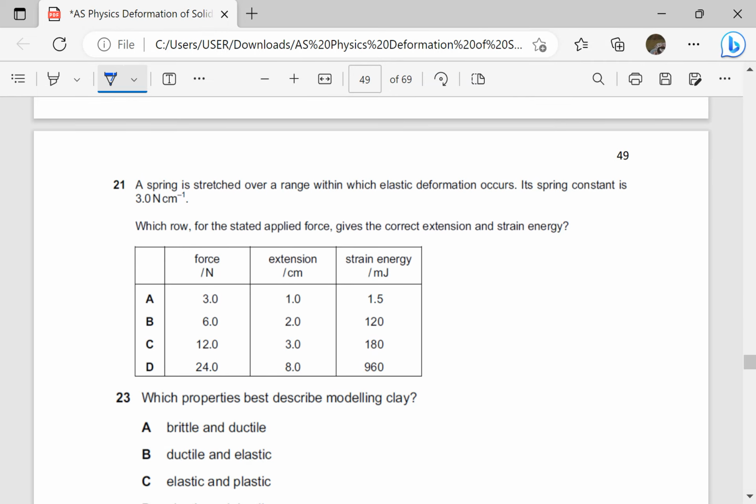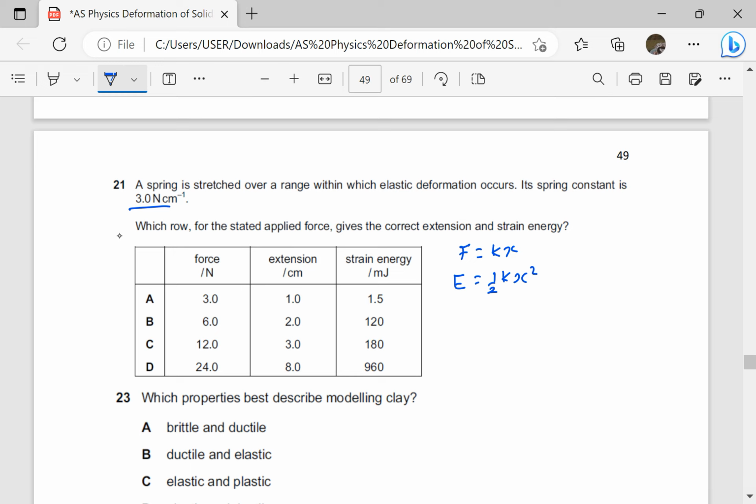A spring is stretched over a range within which elastic deformation occurs. Its spring constant is 3 newtons per centimeter. Which law for the static applied force gives the corrected tension and strain energy? So we know that force is equal to K times X. We know that elastic potential energy is equal to a half times K times X squared.